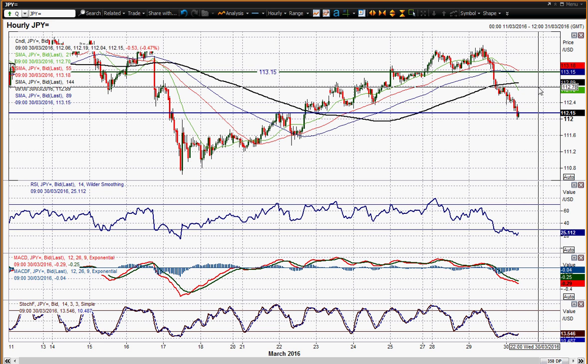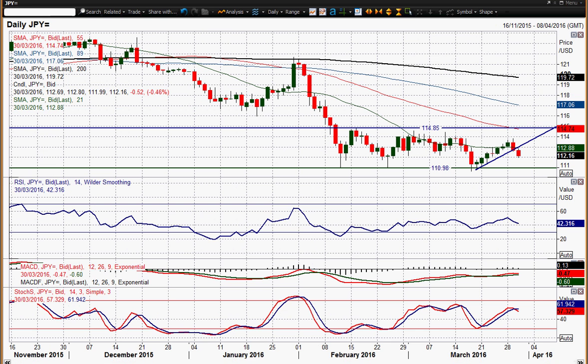You've got the initial resistance that comes in at 1280, which was an overnight reaction high. But 113.15 is also the pivot as well, so anything up towards 1280 I think probably would be that opportunity, because I think that this daily chart is certainly suggesting that we're still in the process of retesting these lows.